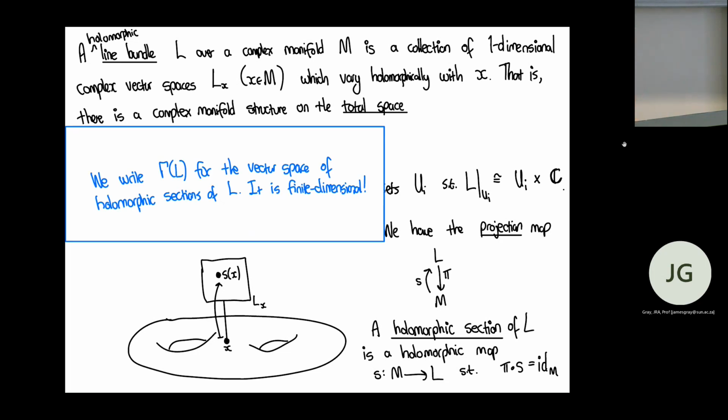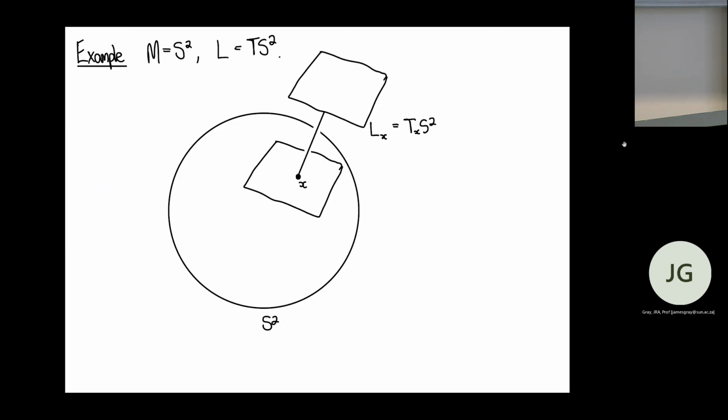And we write Γ(L) for the vector space of holomorphic sections of L. It is finite dimensional if the base manifold M is compact. I should have added that. So that's sort of abstract nonsense: if the base manifold is compact, then this vector space of holomorphic sections is going to be a finite dimensional vector space. So that's where this dictionary has started, between line bundles and finite dimensional complex vector spaces.